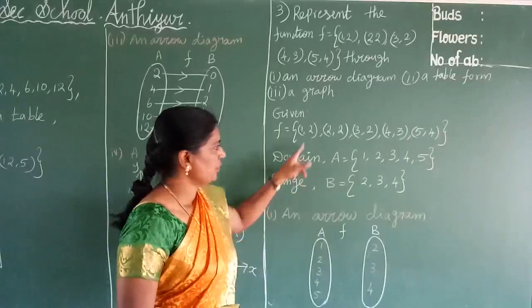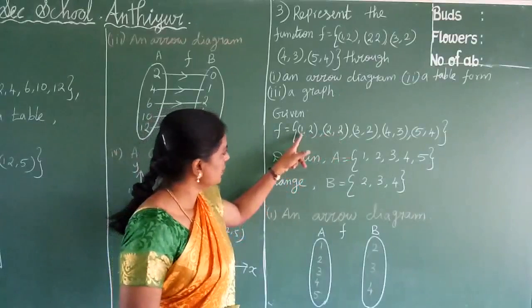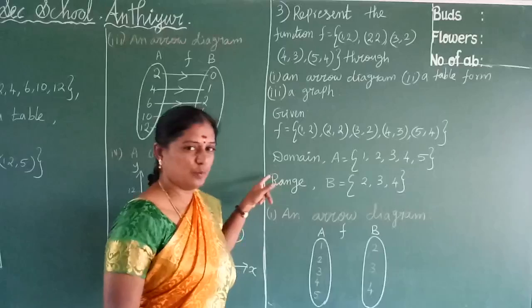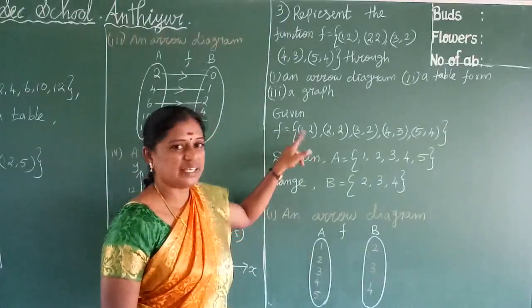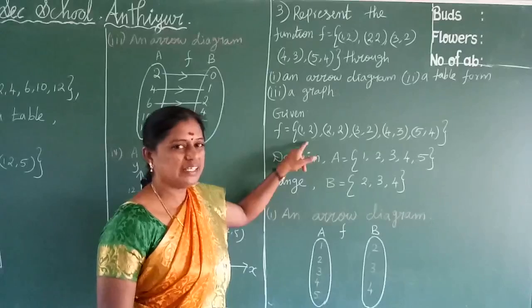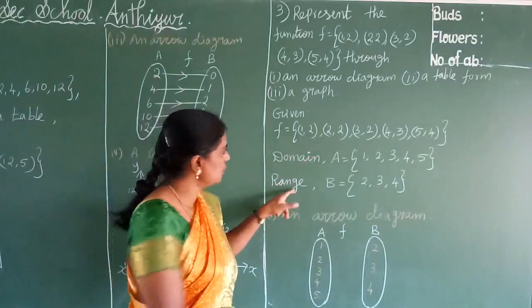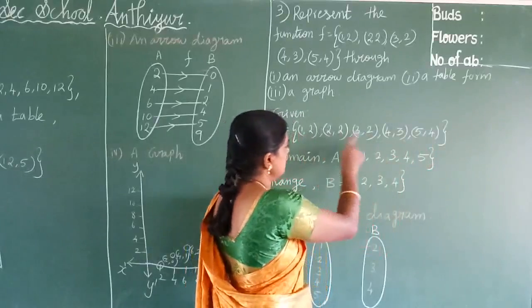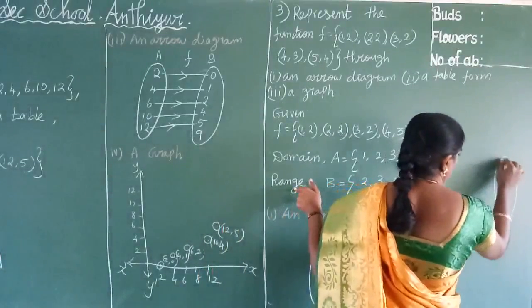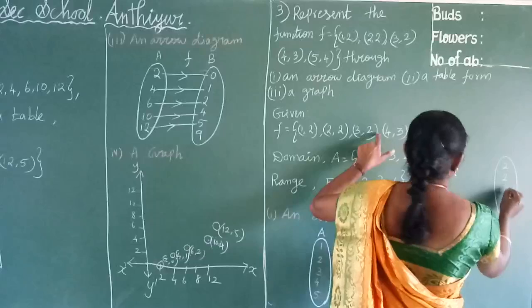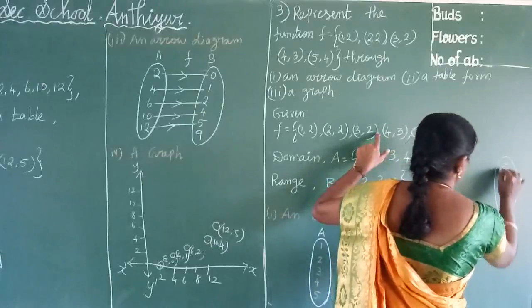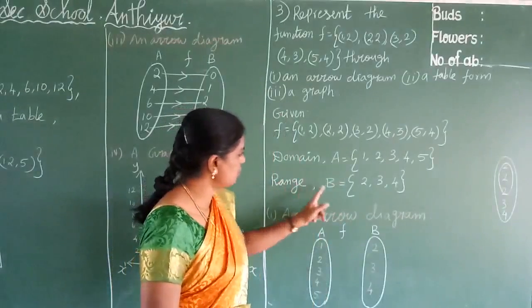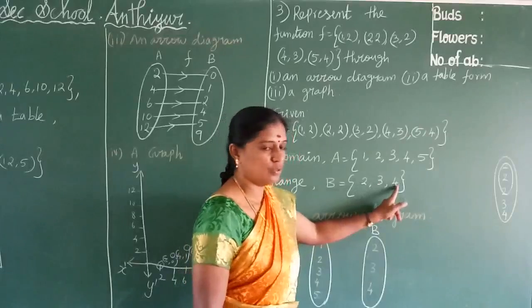Given f is equal to the set of (1, 2), (2, 2), (3, 2), (4, 3), (5, 4). Here what is the domain? The first one is the domain. So that is 1, 2, 3, 4, 5. This is the domain value. And the codomain is the second. What are the images? That is the range. So what is the range? 2, 2, 2, 3, 4. These three are the same numbers, so you write only one time. So range B is equal to 2, 3, 4.